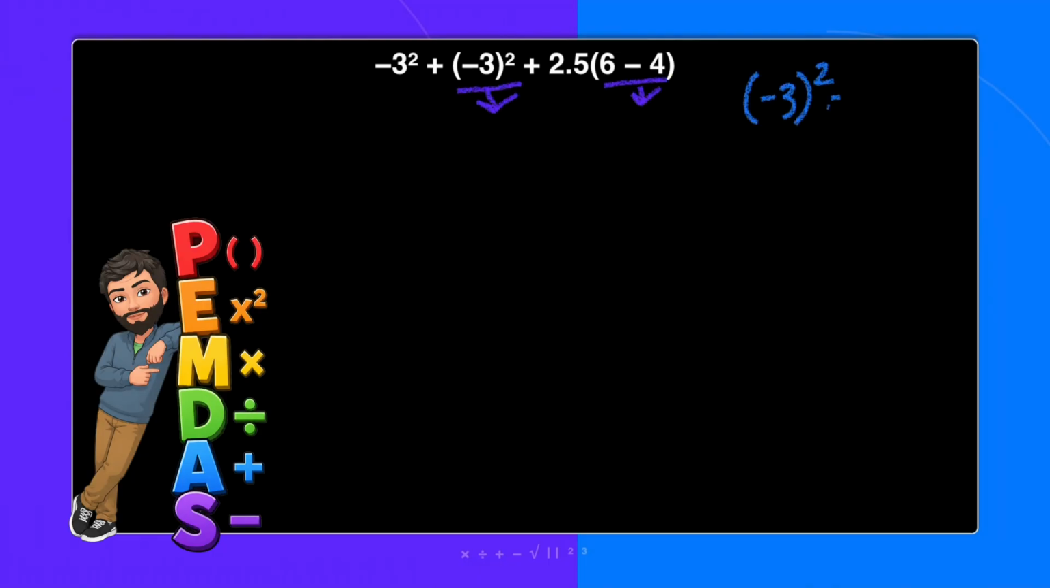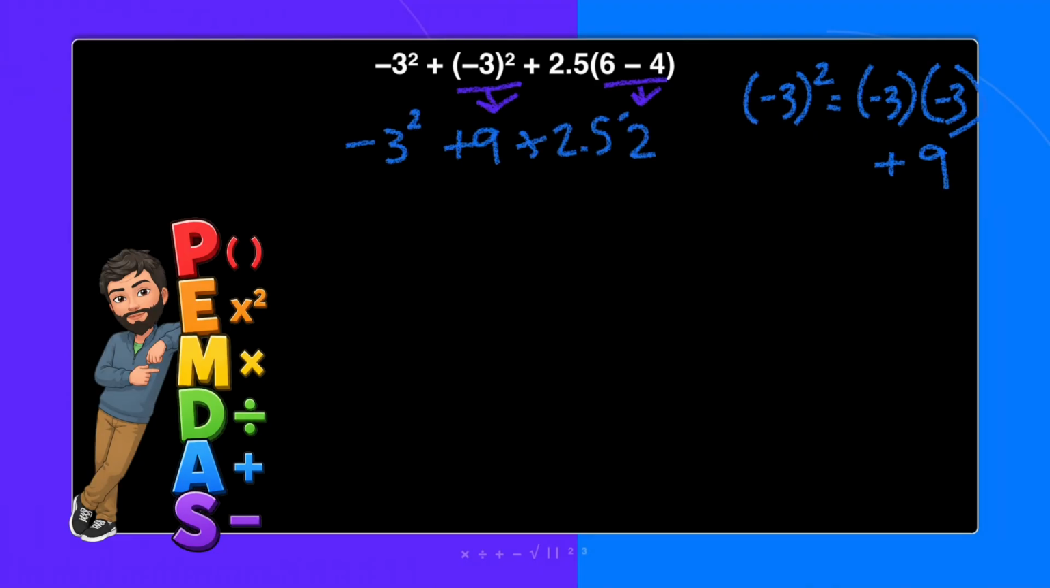But negative 3 squared, when it's in parentheses, means negative 3 times negative 3. And a negative times a negative is a positive. So that gets us positive 9. Bring everything else down, including that 6 minus 4. And we get negative 3 squared plus 9 plus 2.5 times 2.